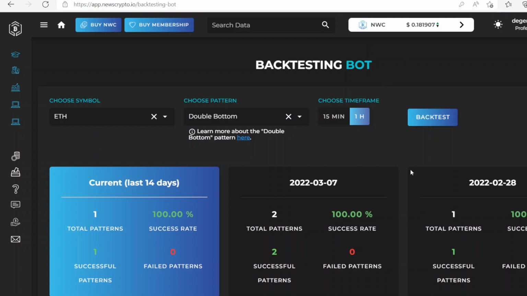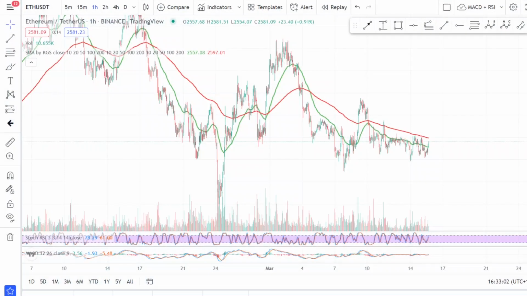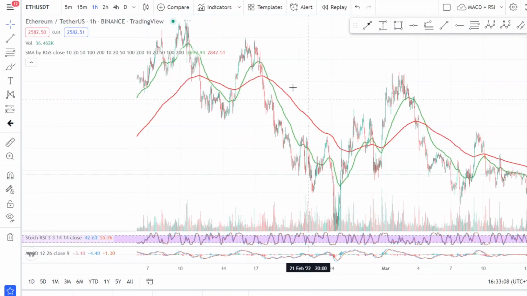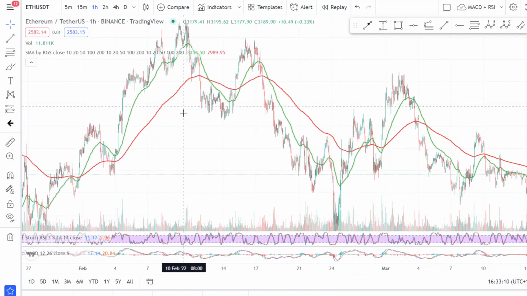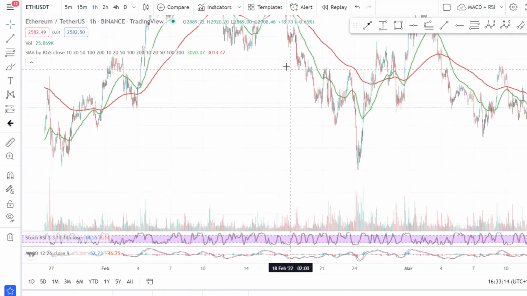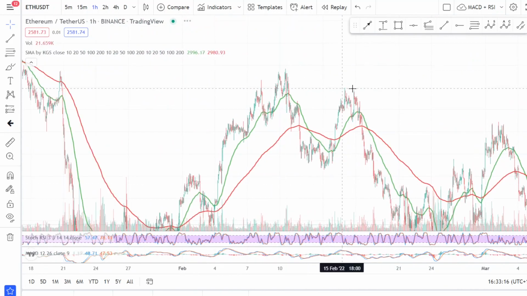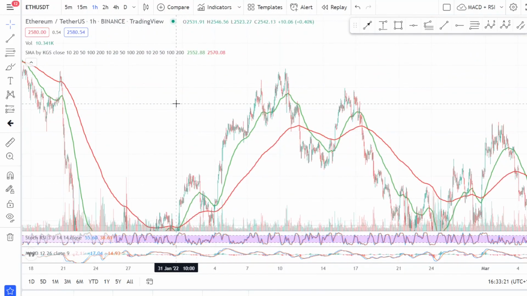So what you would then have to do is you would then have to open up your TradingView on the 1 hour chart, and you would have to go back in price action and try and find where these double bottoms occur, and then see if that would have been a successful trade or not. So for example, I can see here we kind of got a little bit of double top, maybe it's a little bit too much of a gap between the two.